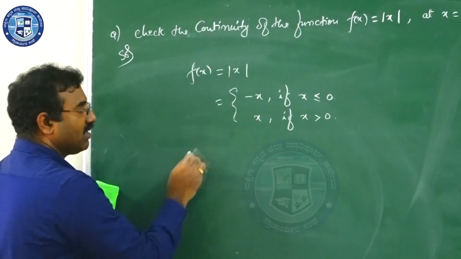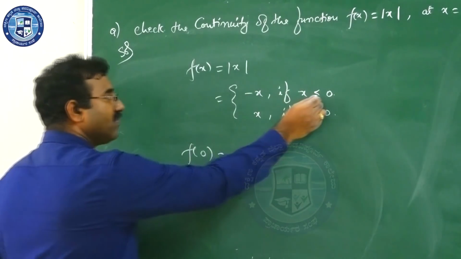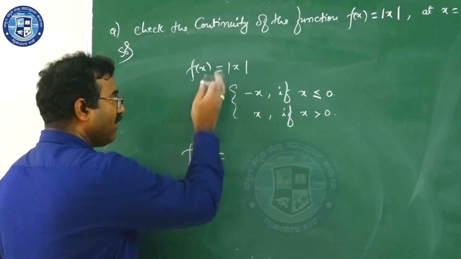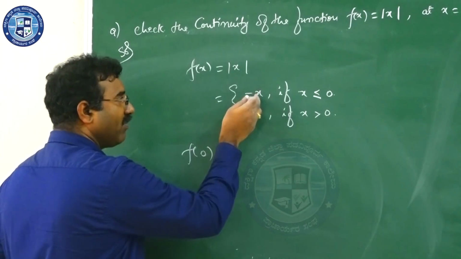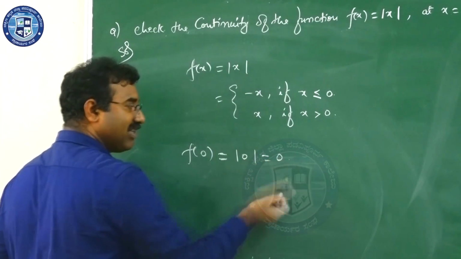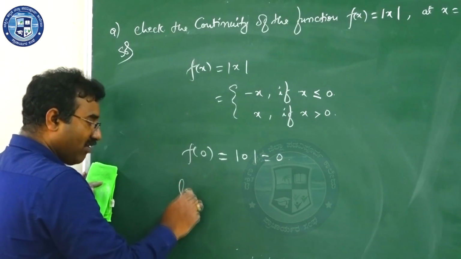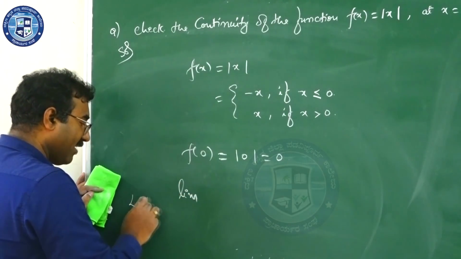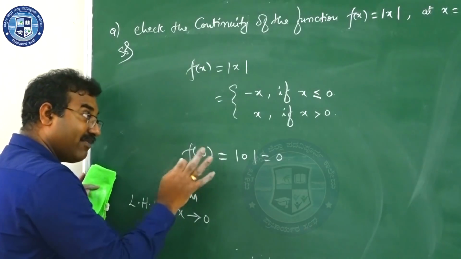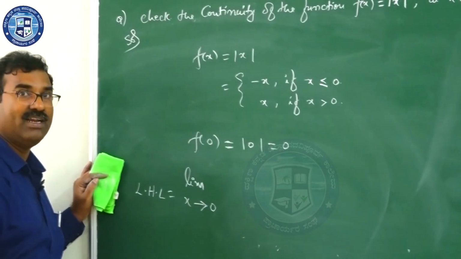So, f of 0 first. What is f of 0? This is equal to 0; whether you keep it here or here in the mod definition, no problem. So f of 0 will be mod 0, and I got 0. This is the functional value. And for the limiting value, I need to work out compulsorily the left hand limit and right hand limit. We have to get habituated to this, because wherever the function is splitting, when you are working at that point, you have to do left hand and right hand limits compulsorily.